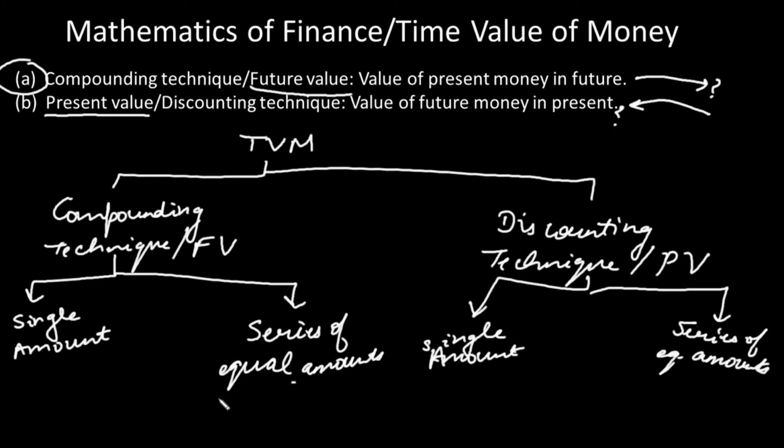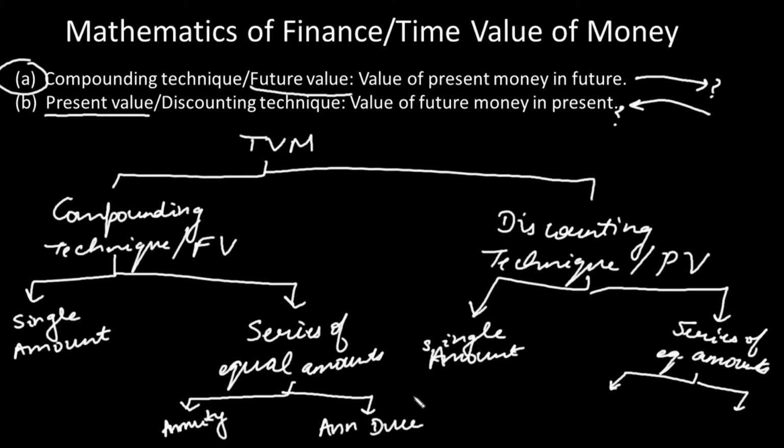Basically, a series of equal amounts is also known as annuity, but annuity is of two types. One is ordinary annuity, which is known as annuity only, and the other is annuity due. We will look into this further. So this is ordinary annuity and annuity due.